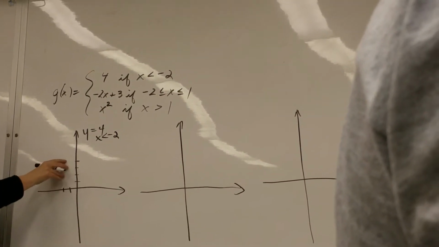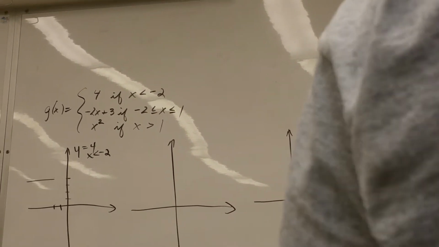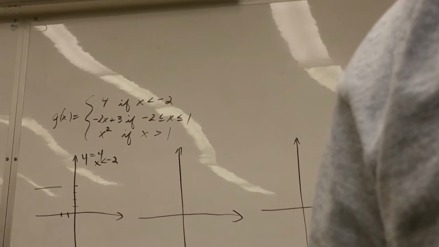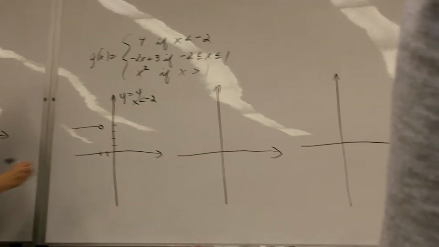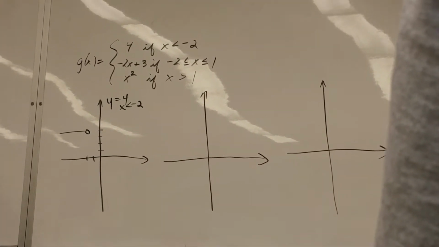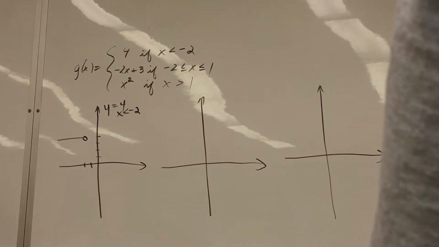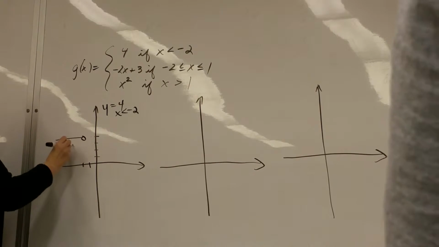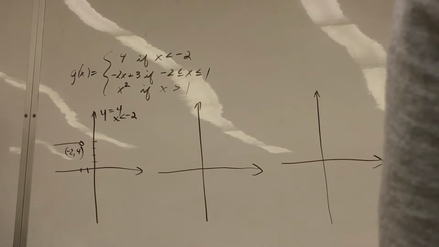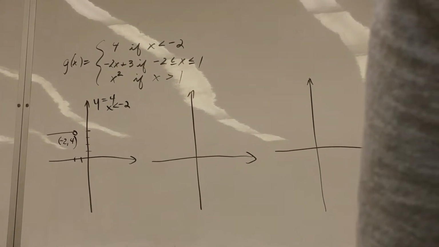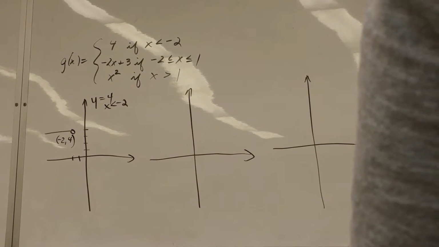So at that end point, dot or circle? Circle. Now, what is that end point? What is it? -2, 4. That one you can actually read directly off the graph. Our first piece done.